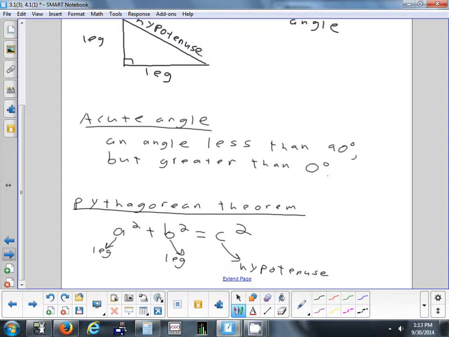Any questions on the Pythagorean theorem? We're not going to go through the proof. There's actually a very simple geometric way to prove the Pythagorean theorem and show it's true, using nothing more than algebra 1 and area of squares. But we're not going to go through that.